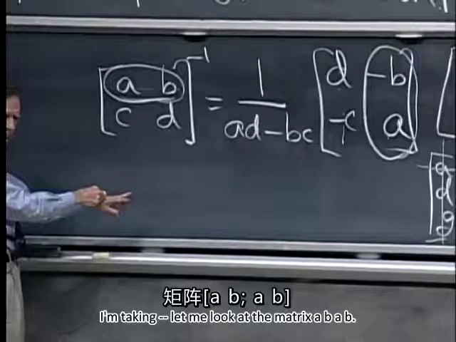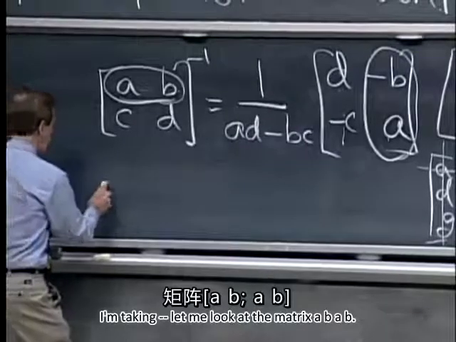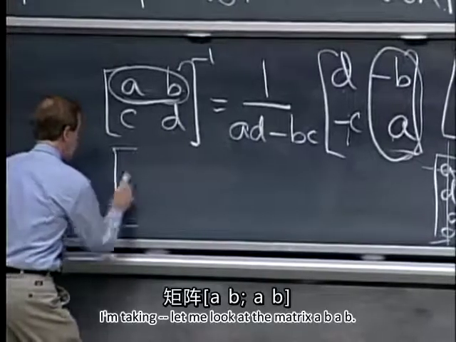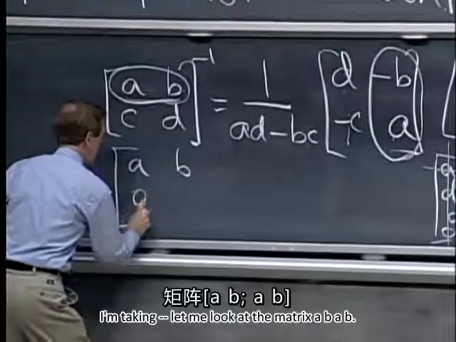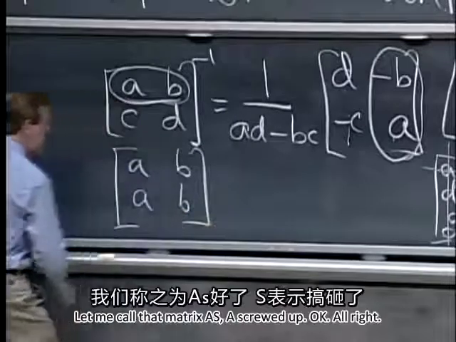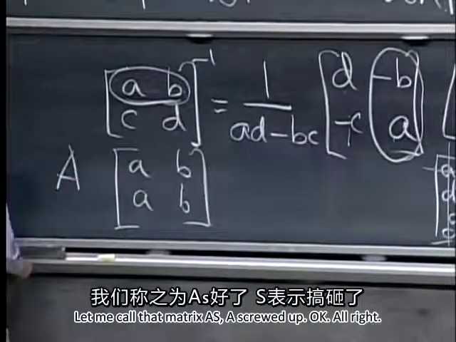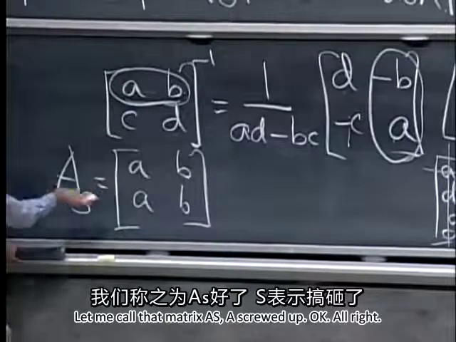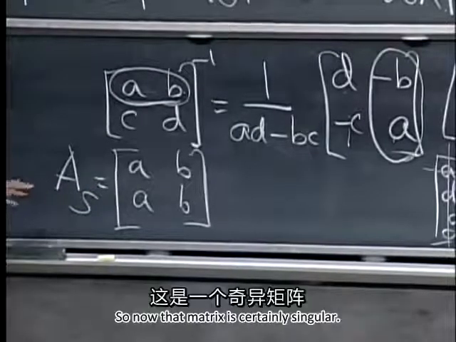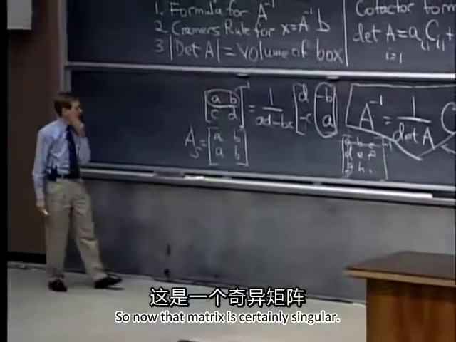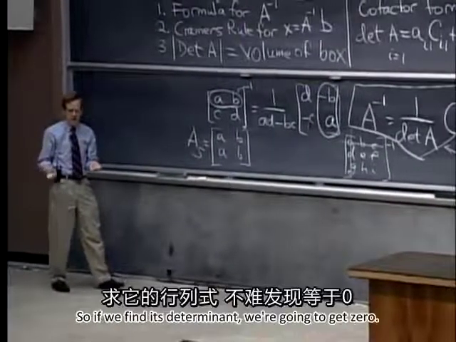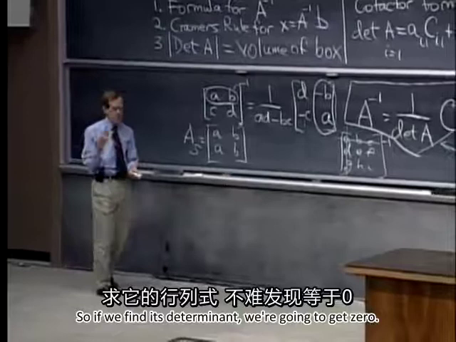Let me look at the matrix A, B, A, B. Let me call that matrix A screwed up. Okay, all right. Now, that matrix is certainly singular, so if we find its determinant, we're going to get 0.